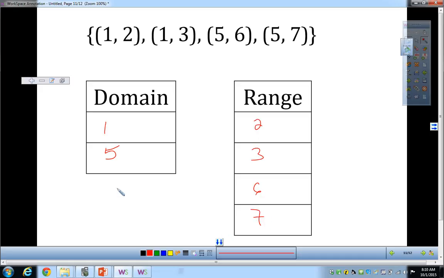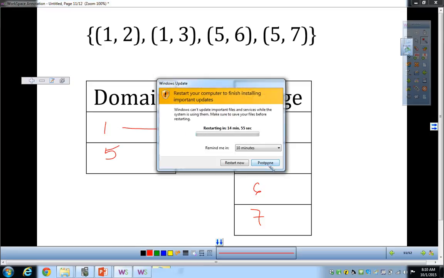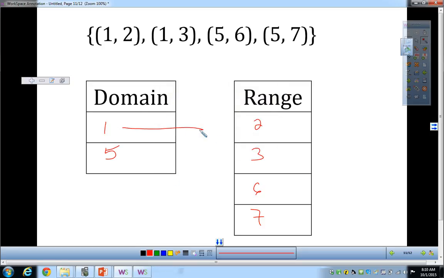Is this a function? No, because 1 gives you out 2 different values. 1 gives you out 2 different values, okay? 1 could give you out a 1 or a 2, or 1 could give you out a 3. 5 could give you a 6 or a 7. So this is not a function.